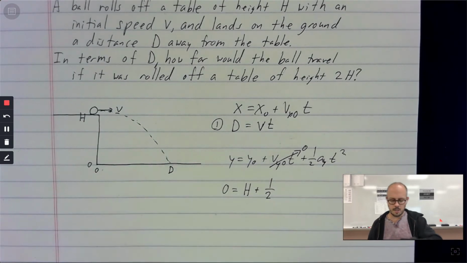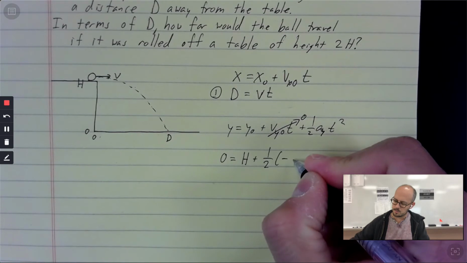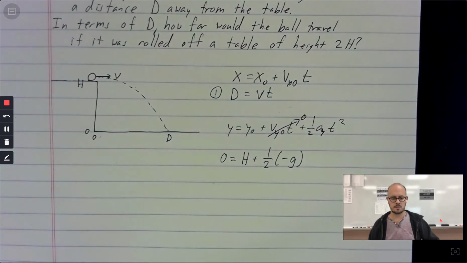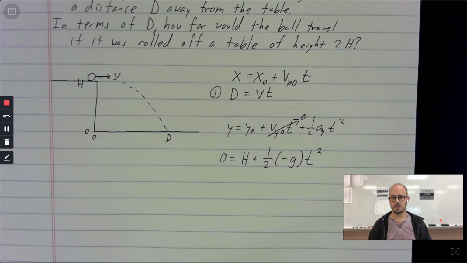And I'm going to do a type of substitution you haven't seen yet, but I know that the acceleration is negative 9.81. Now, I could put negative 9.81 in, but I never want you to do that unless you're getting me a number. What I want you to do is put in negative g for the acceleration due to gravity, because g is 9.81 meters per second squared, and that is times time squared.